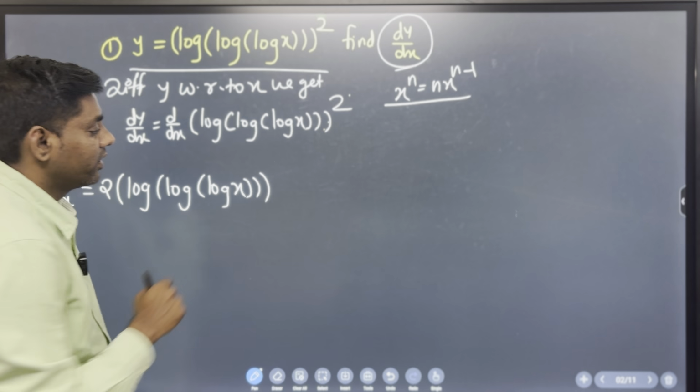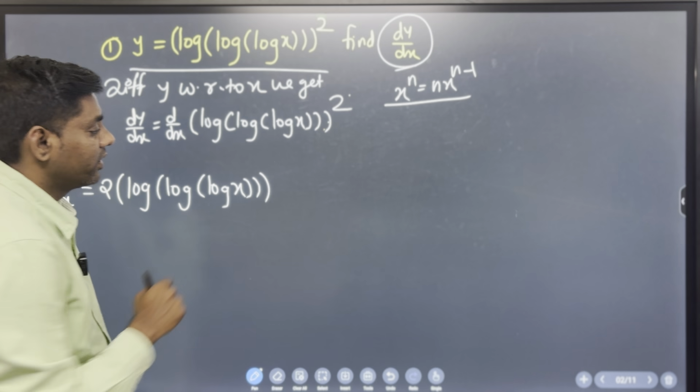We differentiate y with respect to x, so we apply d by dx on both sides, and we get the derivative of log of x, the complete square. So what is our observation? This is a complete function raised to a constant. By using the first formula, the derivative of x raised to n is n into x raised to n minus 1. According to that formula we solve. Now this whole is the x and this is the n. So according to this formula, what is the answer of the given example?